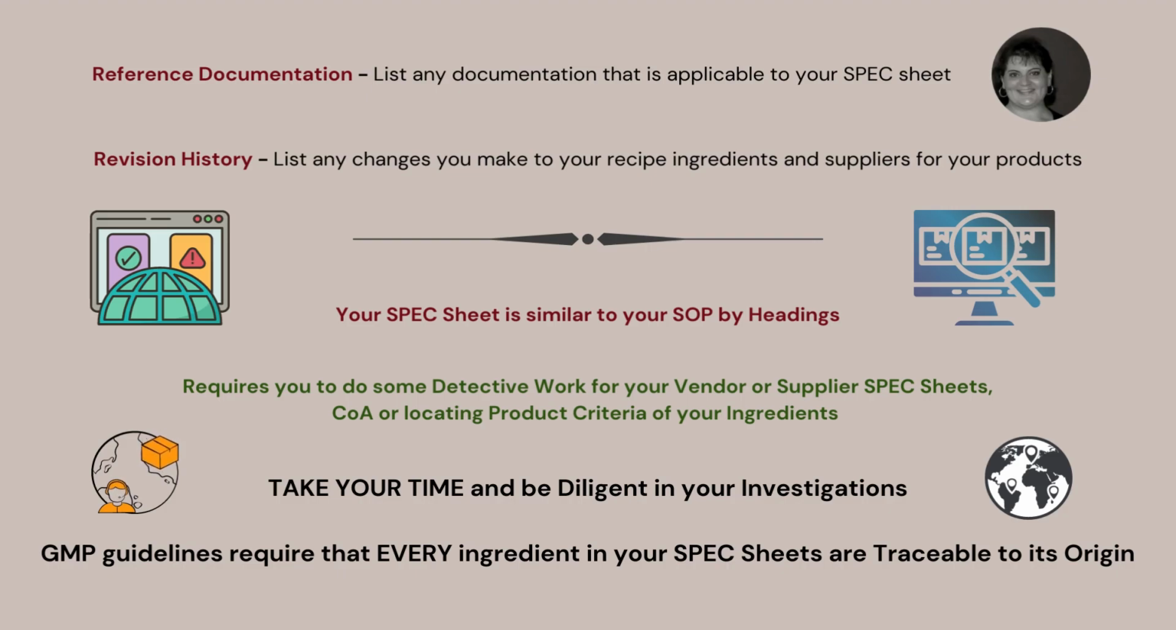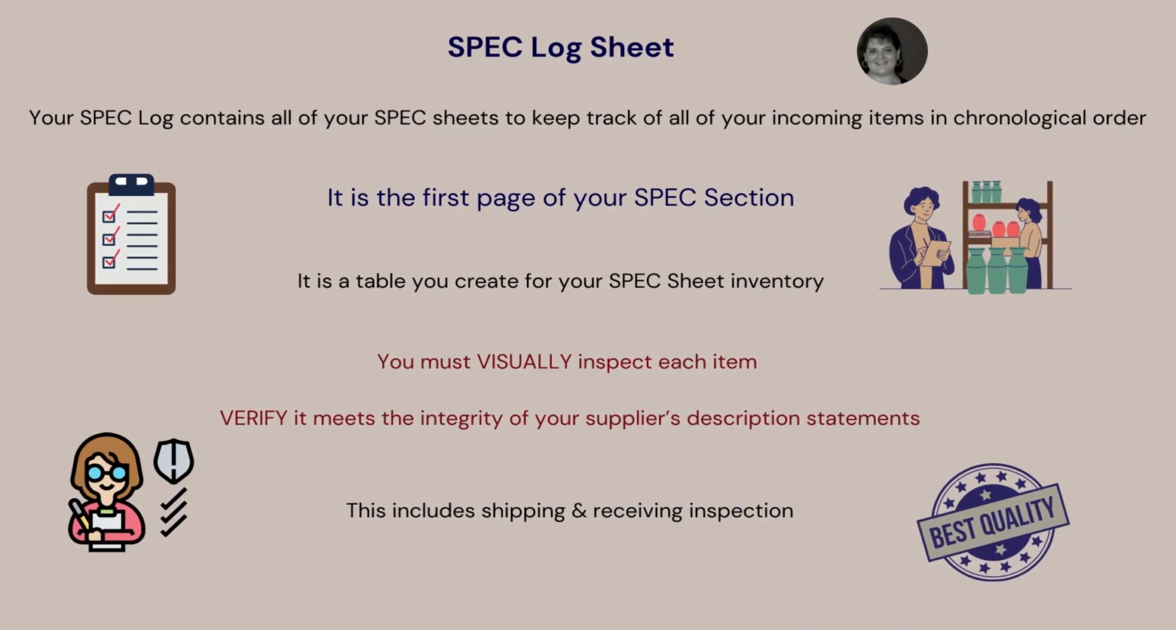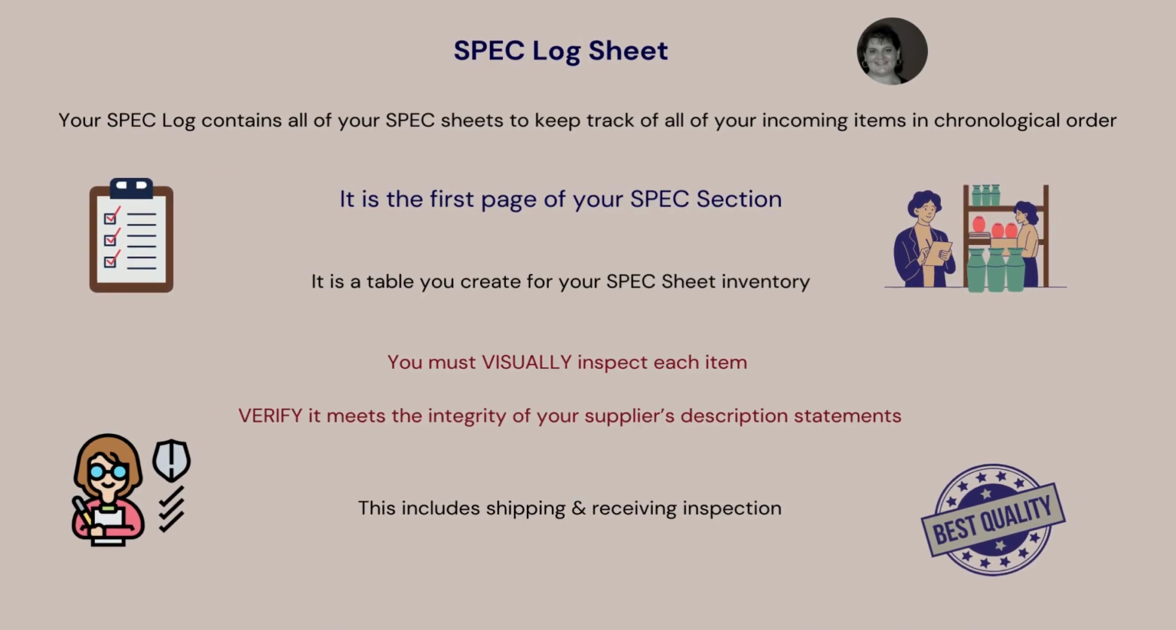GMP guidelines require that every ingredient in your spec sheet is traceable back to its origin. Now also you will have a spec log sheet, and your spec log contains all of your spec sheets to keep track of all of your incoming items in chronological order. Now this is the first page of your spec sheet section, and it is formatted much like your SOP log, a table that you create for your spec sheet inventory.